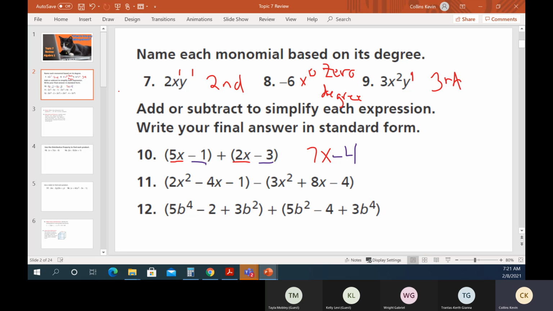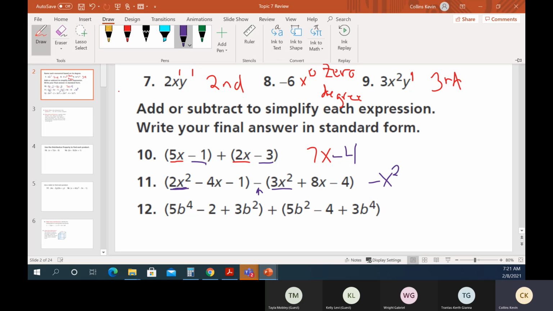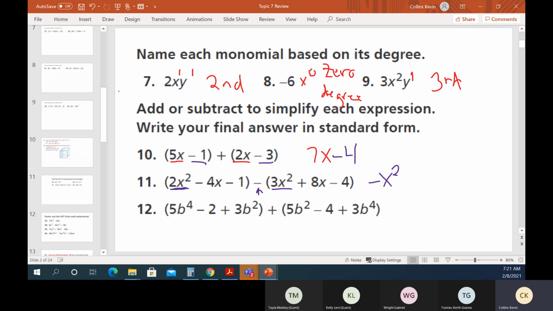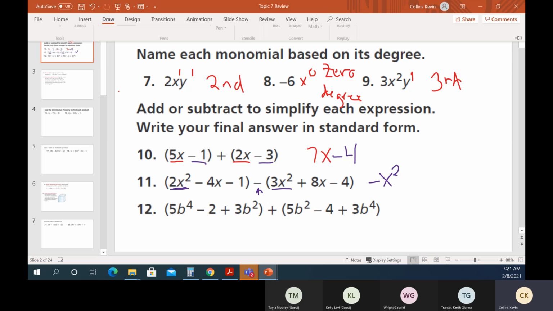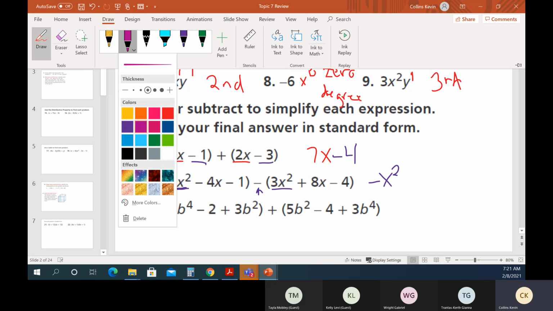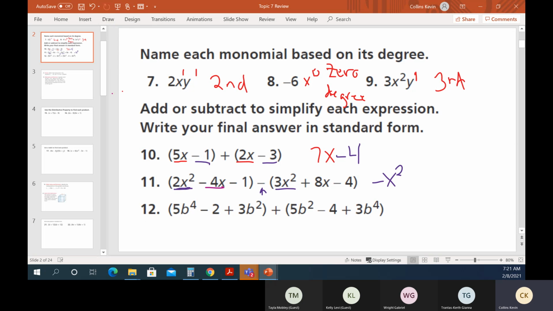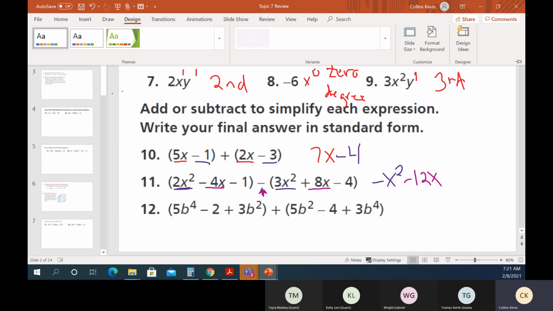So again, you find your x squareds. There's 1 and there's 1. So this is going to be 2 minus 3. So it's going to be a minus 1x squared, or just minus x squared, right? Then we move on to our x's. And this thing's not writing for some reason. So I've got minus 4x, and then minus 8x more, so that's going to be minus 12x. Okay?